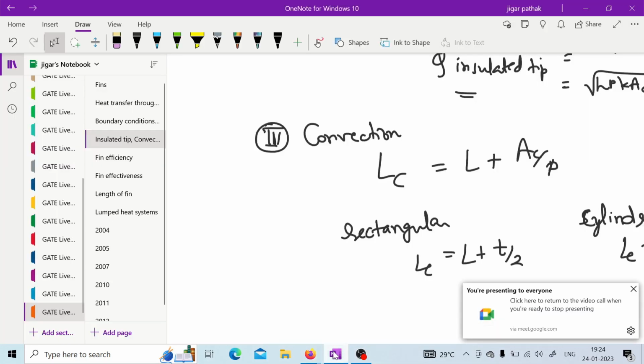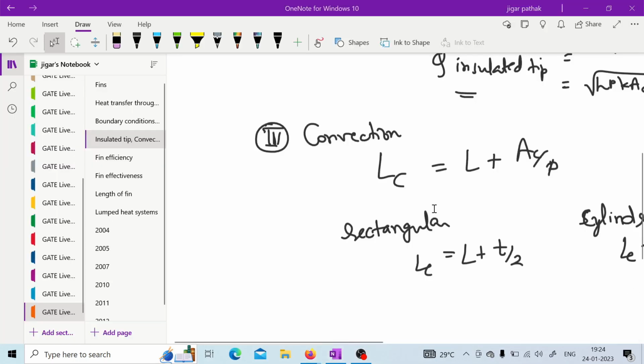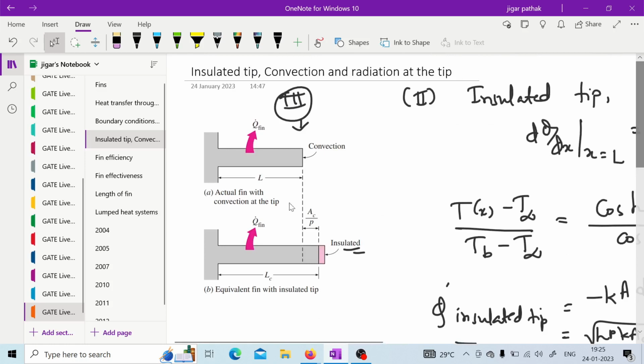For the insulated tip, instead of L, we place Lc, and we get the temperature. Yes, we are using this characteristic length. So for convection, we are increasing the length of the insulated tip.